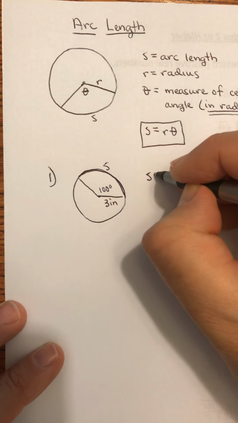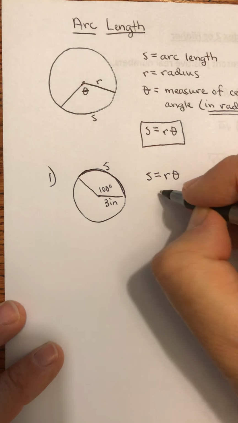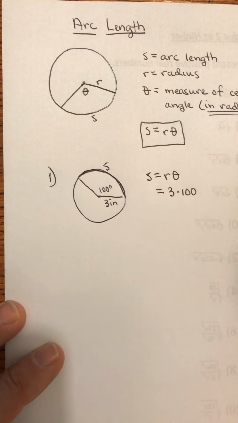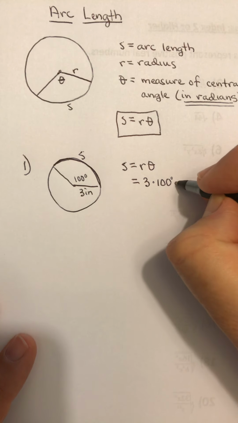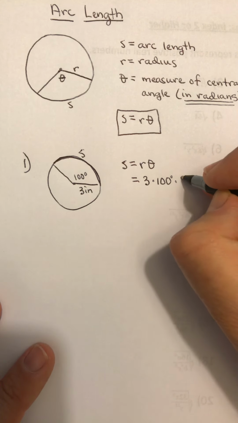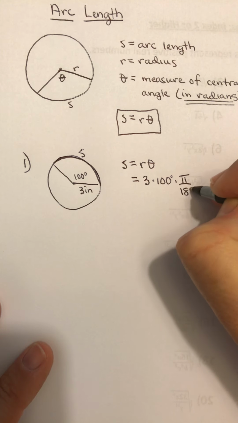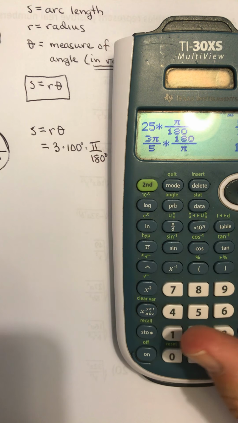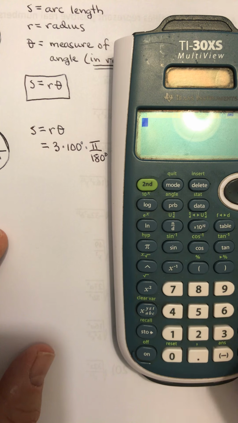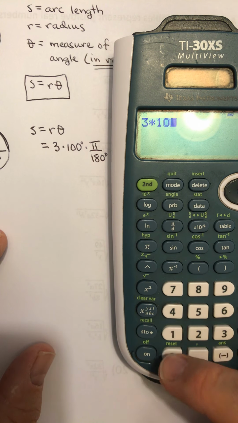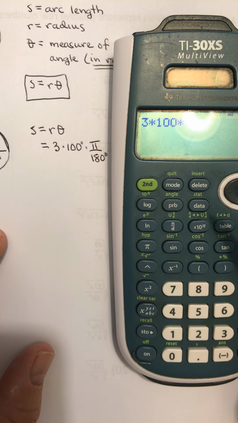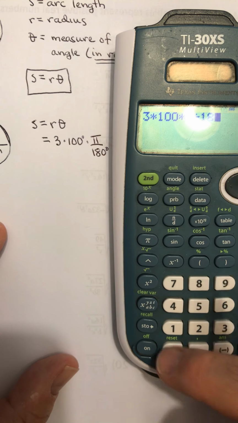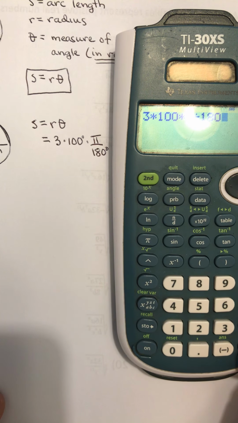Well, using this formula, S equals R theta, I just replace R with 3. Now, the angle is in degrees, so we're going to need to convert that. And remember from a previous lesson, to change that, we multiply by pi over 180. So now I need my calculator. All I have to do is type in 3 times 100 times pi, find your pi button, my pi button's right there, divided by 180. The calculator does order of operations for me.